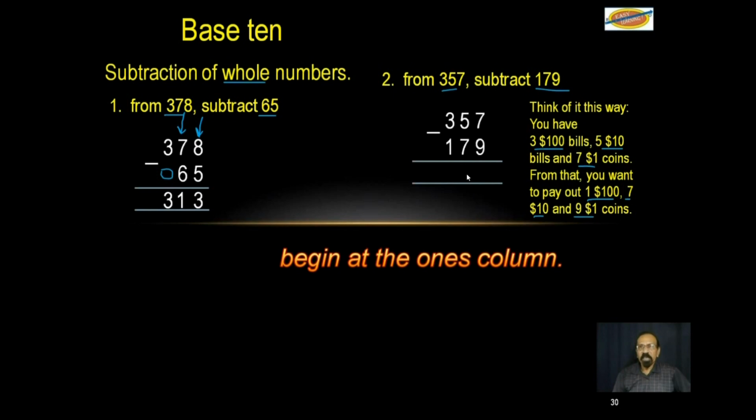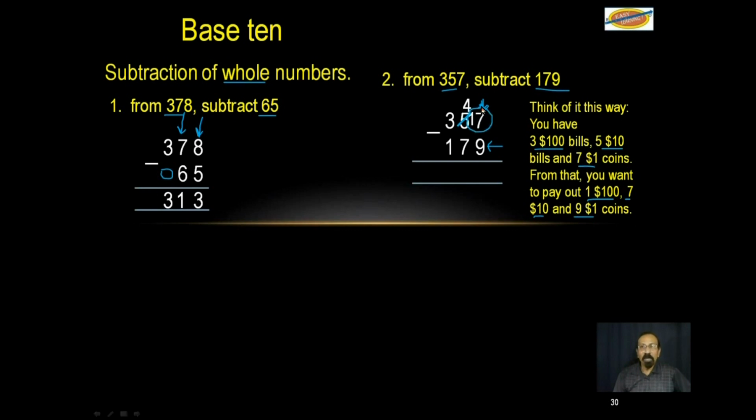And you begin by saying, I have seven $1 coins, and I want to pay out nine from that. I can't do that. So what I can do, remember this column here has 10 of whatever is on the right. So I'm going to take one from this five, leaving four, and that one would give me 10 on this right column here. 10 plus that seven would give me 17. Now I have 17 $1 coins. I can take out nine from that, and I have eight.